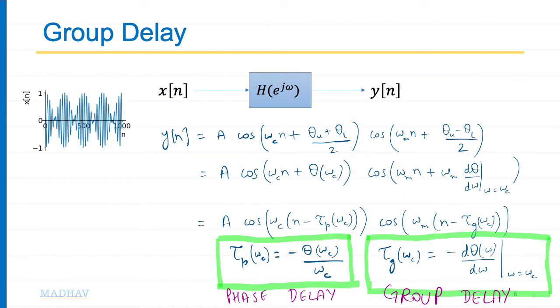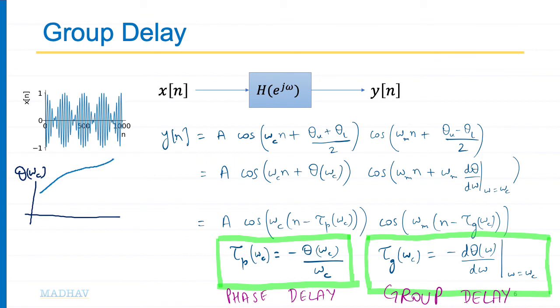Let me clarify. Let's say my theta omega c looks something like this, some function. I'm sorry, I should have drawn it in another way. Let me just erase this part. Let me draw it again. So let's say I have my group delay thing, something like this, right?